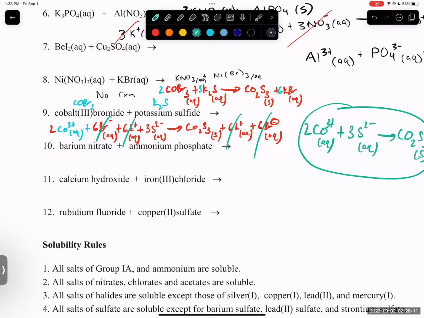Any other questions? Speak now or cry during the test, which is up to you. Yeah, it's a solid, so it's insoluble. It doesn't break up into any ions. There's no need to put any charges or anything. Anything else? No question is a dumb question unless it's actually a dumb question.